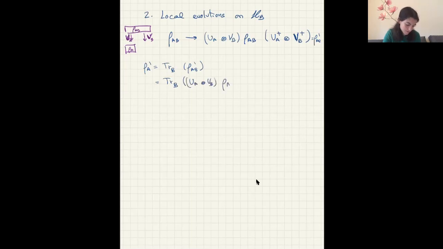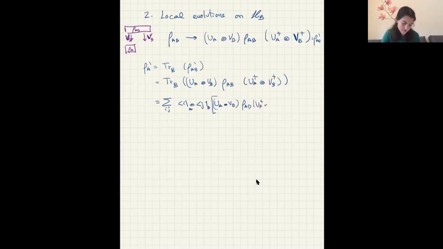VB, row AB, EA, VB. Okay. So what is this? Sum over I and J of this thing, right? I on A, tensor J on B, this thing here, VB, row AB. Oh, there are some daggers missing.